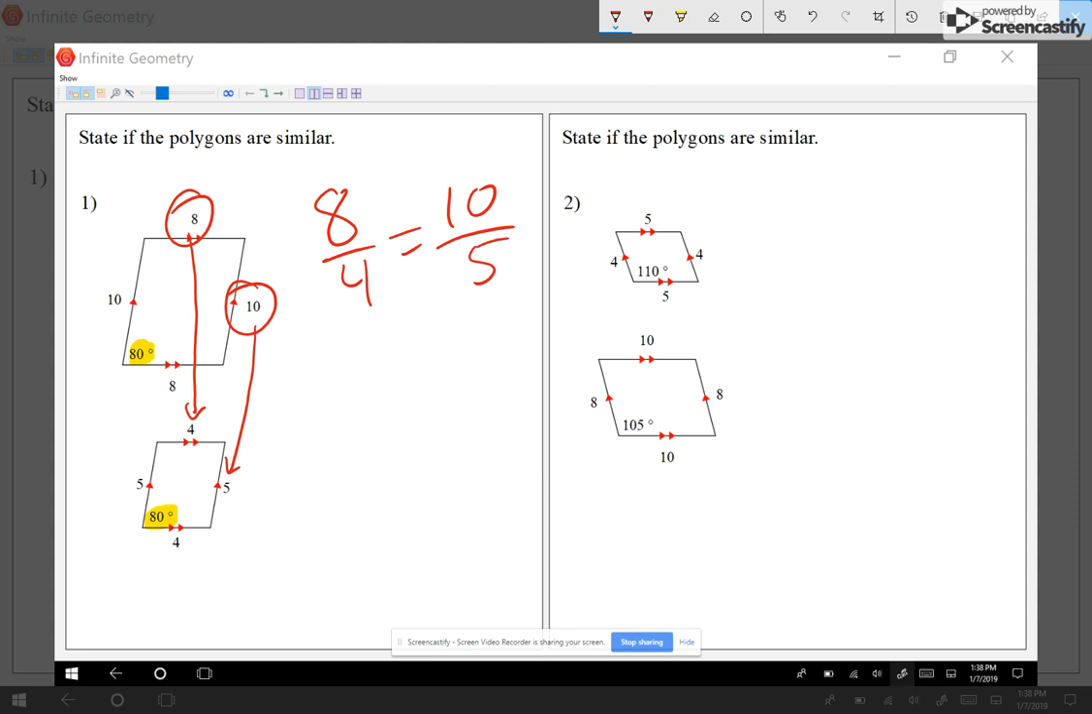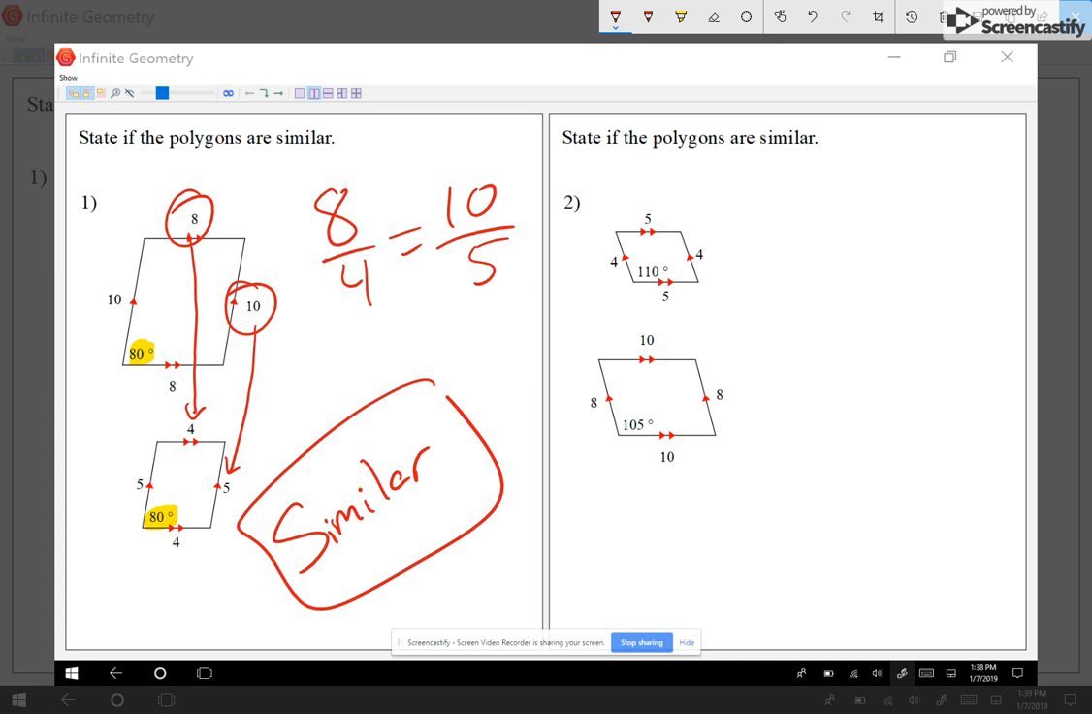Now, they will be proportional if the fractions simplify to the same thing. 8 over 4 or 10 over 5, if you simplify a fraction and it is the same thing, then the sides are proportional. So in this case, because the angles are the same and the sides are proportional, I'm going to say these polygons are similar.